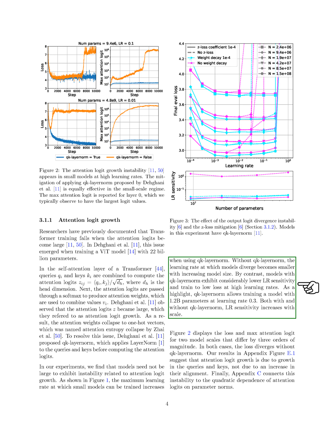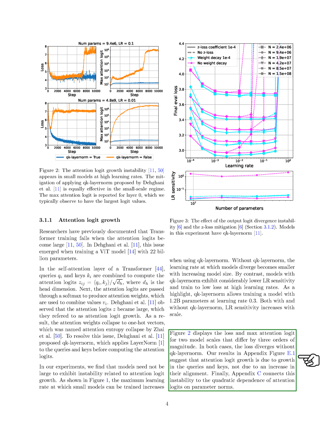Without QK layer norm, the learning rate at which models diverge decreases as the model size increases. However, models with QK layer norm show significantly lower LR sensitivity and can be trained to low loss at high learning rates. Interestingly, QK layer norm allows training a model with 1.2 billion parameters at a learning rate of 0.3. Both with and without QK layer norm, LR sensitivity increases with scale.